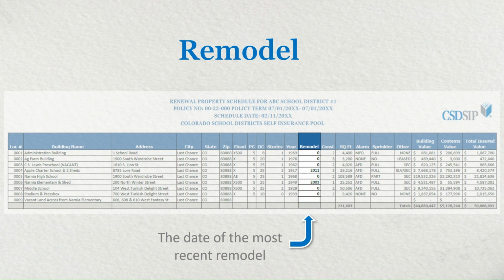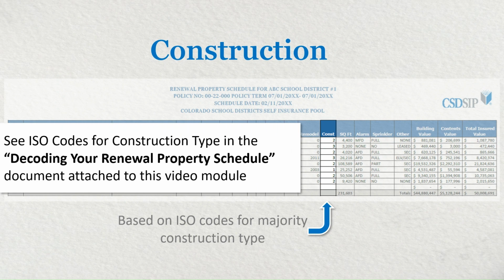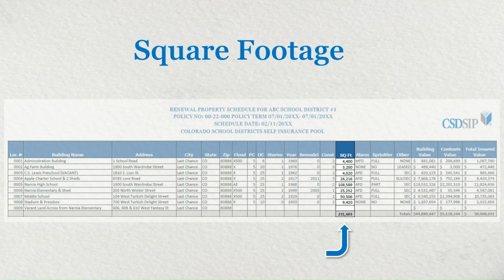Our system can only capture one date, so we ask that you provide us with the last date that the building was remodeled. Construction. This refers to the type of construction of the building. Our system can only capture one construction type, so we ask that you report one construction type that represents the majority of the building.